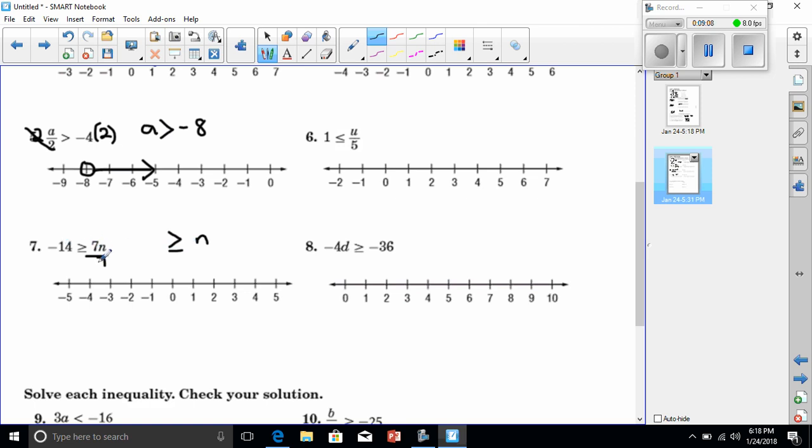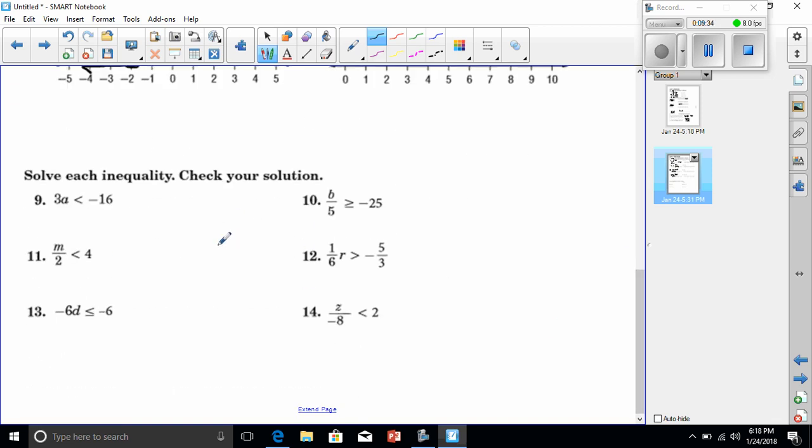And now I have 7 divided into negative 14 as well, because whatever I do to one side, I must do to the other. And negative 14 divided by 7, well, that's going to be negative 2. So I go to negative 2, and since it is greater than or equal, I'm going to shade it in. And I have to remember that n is actually smaller than negative 2. So my arrow is going to go in this direction.